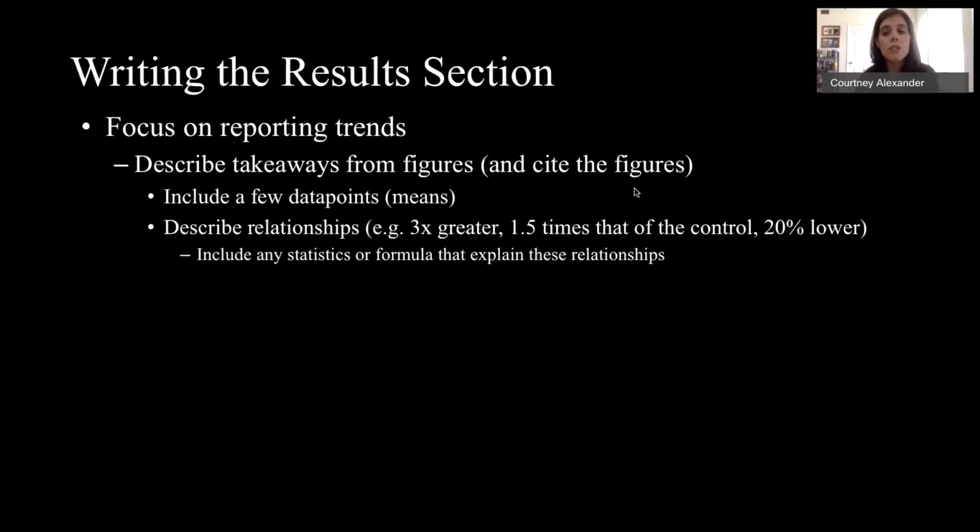So if we're talking about percent change, you want to include the formula for percent change. How did you get that number? What does percent change mean? How do you calculate it? You want to avoid being too vague. There is no time for vagueness in your results section. You want to be specific about the numbers.